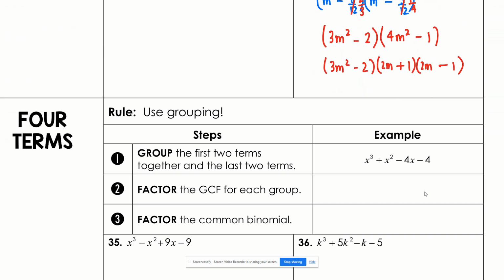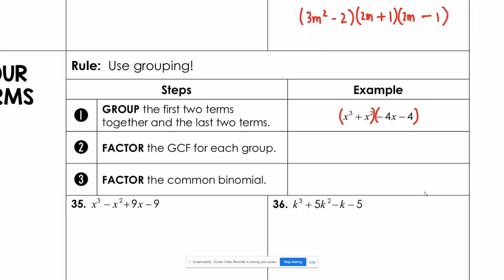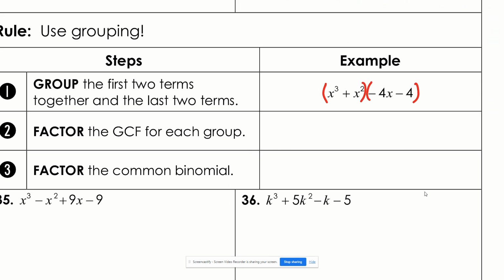So what you're going to do is you're going to group the first 2 terms. Literally, you're going to just put your parentheses around it. And then you're going to group the last 2 terms. And then our job is to factor the GCF for each group. So look just first at this group only. What can I pull out of x cubed and x squared? Well, I can definitely pull out x squared. Now let's see what's left in there after I do that. X cubed divided by x squared is x.